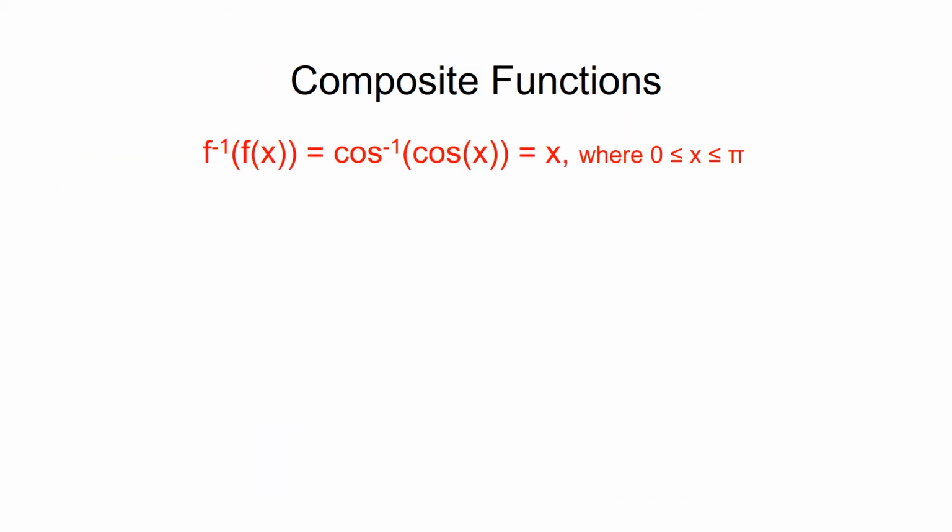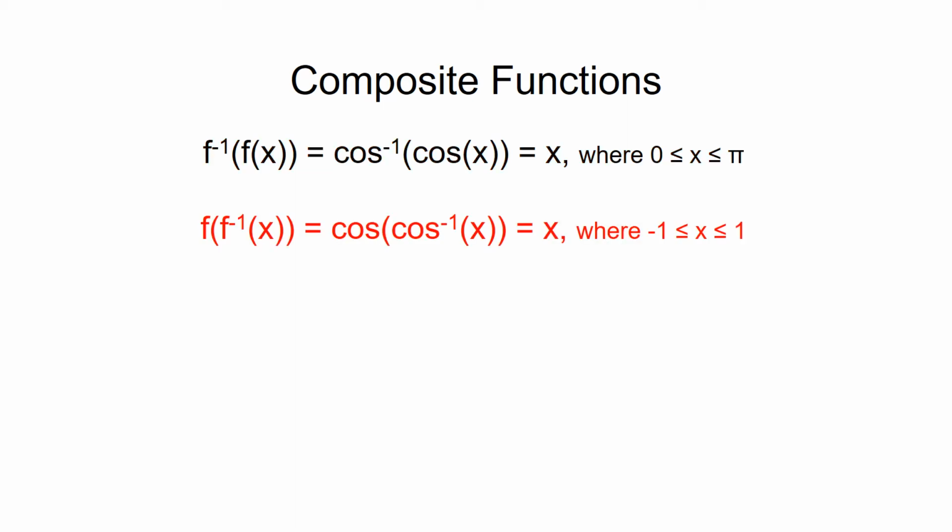In general, the inverse cosine of cosine of x will equal x as long as x falls within the interval 0 to pi. And the cosine of the inverse cosine of x will equal x as long as x is between -1 and 1.